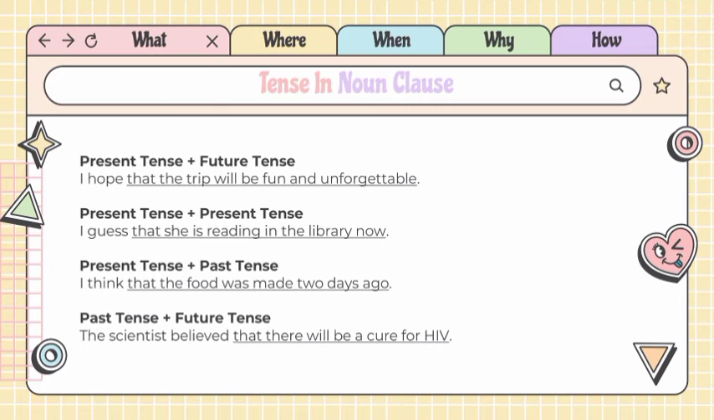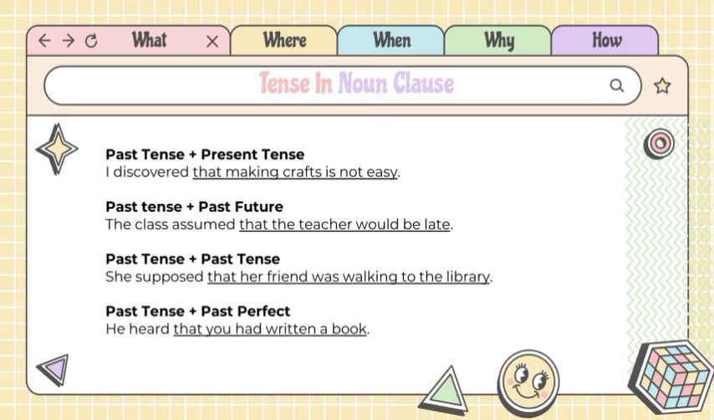4. Past tense plus future tense. Example: The scientists believed that there will be a cure for HIV. 5. Past tense plus present tense. Example: I discovered that making craft is not easy. 6. Past tense plus past future. Example: The class assumed that the teacher would be late.